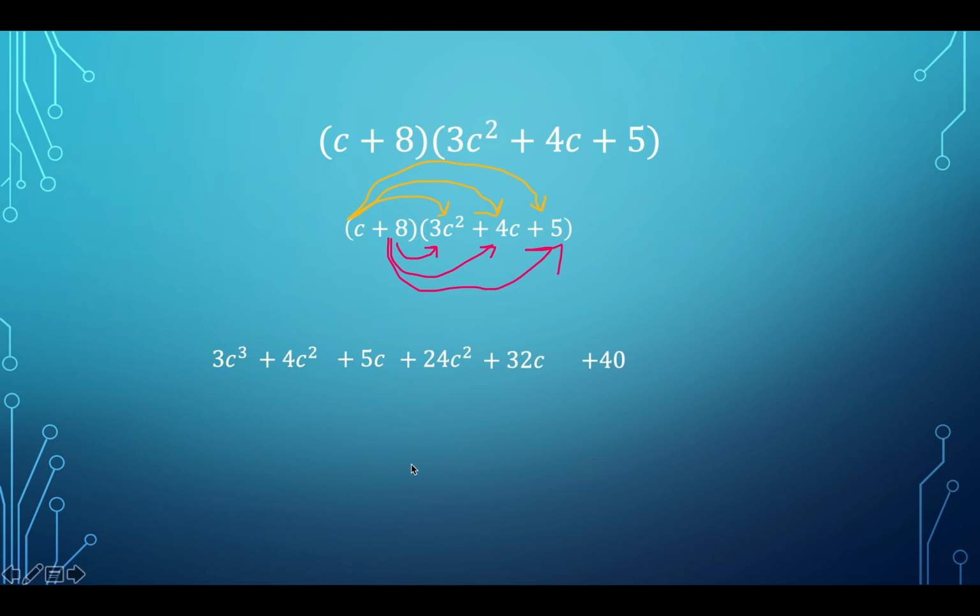Now, what do I got to do next? Combine all my like terms. So my like terms are plus 4c squared and 24c squared, and then 5c and 32c. So I go ahead and combine them, and I'm left with 3c cubed plus 28c squared plus 37c plus 40.